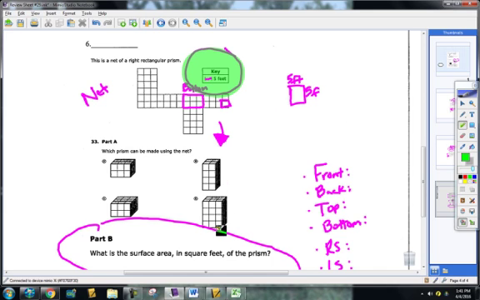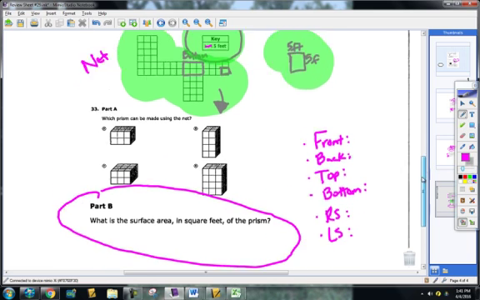But just be real careful as you go through here and try to find the area, the amount of total surface area there. Just remember that right there. It's very important. Okay? I want to see what you guys can do on that.